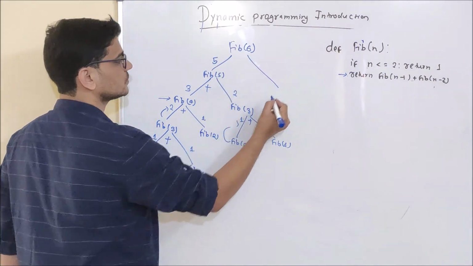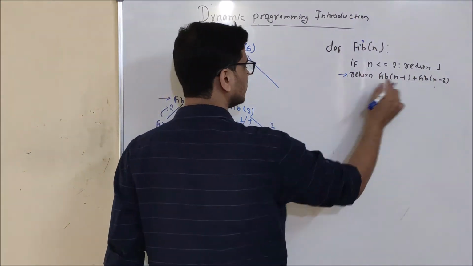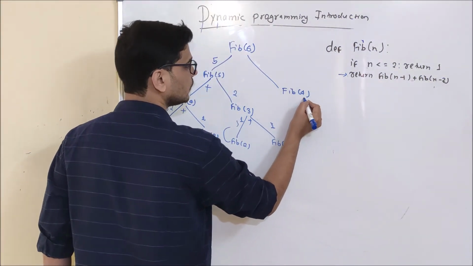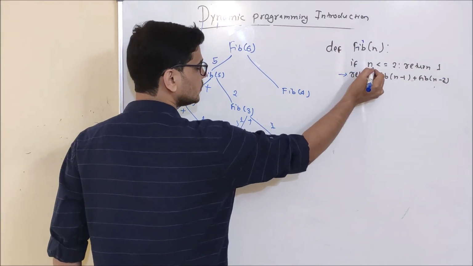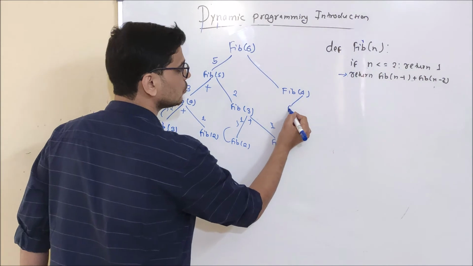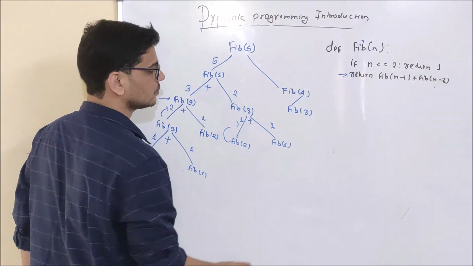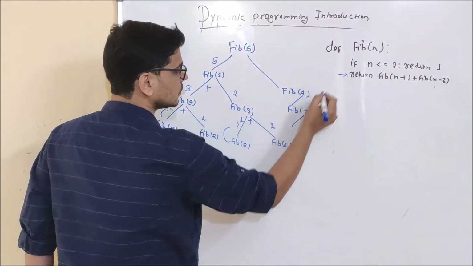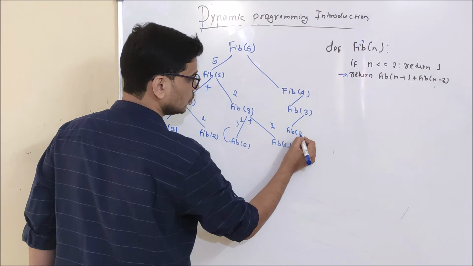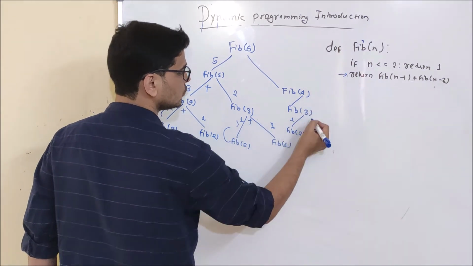Then fib of 6 will call its second part, that is fib of n minus 2. That is, it will make a function call to fib of 4. Then fib of 4 will check this condition when it comes for its own execution, and will make a function call to fib of 3. And when fib of 3 comes for its own execution, this condition will be true. It will make a function call to fib of 2 first. Then fib of 2 will return 1 from here and this condition will be true.